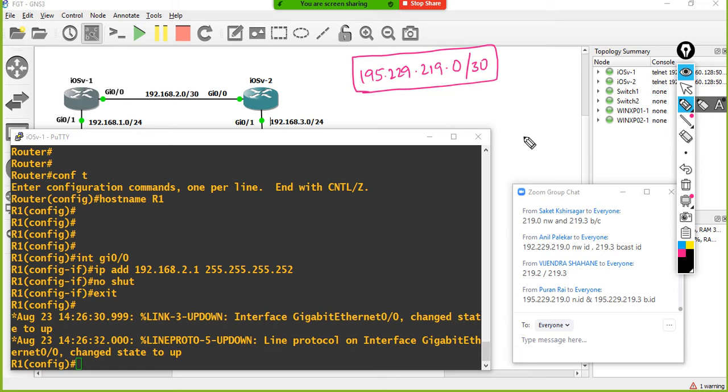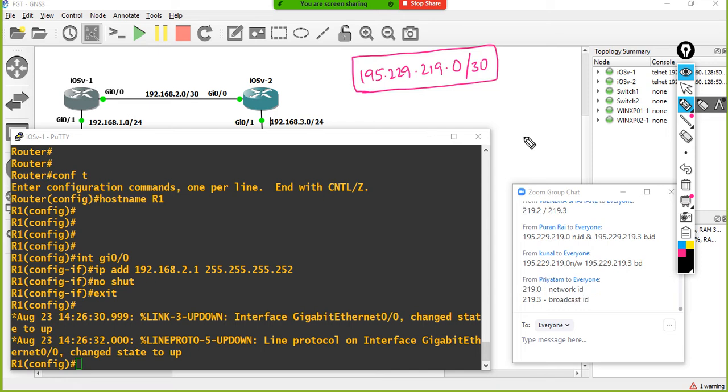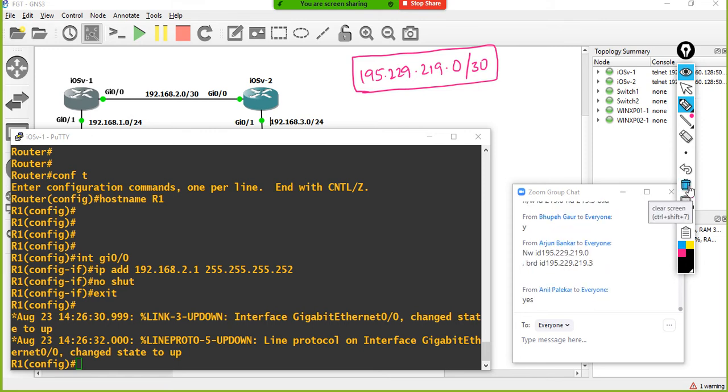Saket is correct. Anil is correct. Vijendra Shanshin is wrong. Puran Roy is correct. Guys, I am expecting answers from each and every one. Kunal is correct. Okay. Preetham is correct. Yeah, Preetham, what is the broadcast ID? Good. Okay. Can I give you one more, guys, quickly?